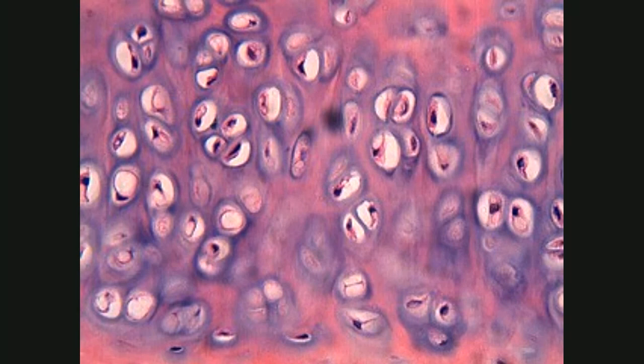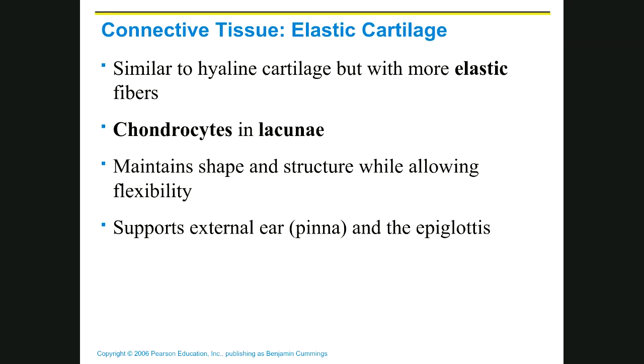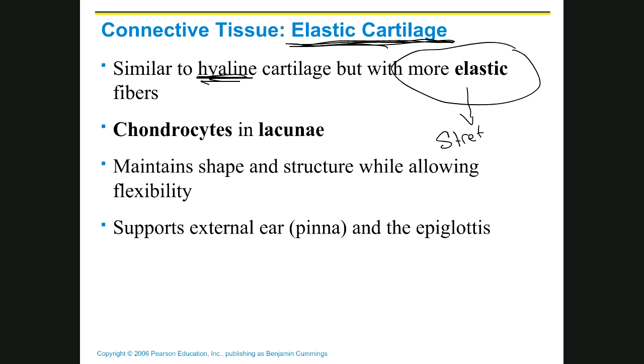Any questions about collagen? About hyaline cartilage? Okay, let's look at another kind of cartilage. This is called elastic cartilage. It's almost just like hyaline, except it's got a lot more elastic fibers. More elastic means it's going to have stretch and it's going to have recoil to it. So it's very similar to hyaline, except it's got stretch and recoil.